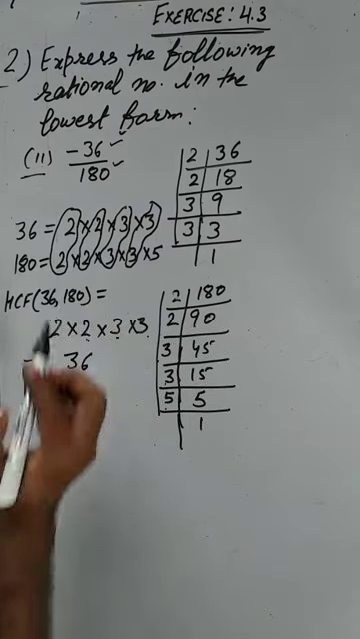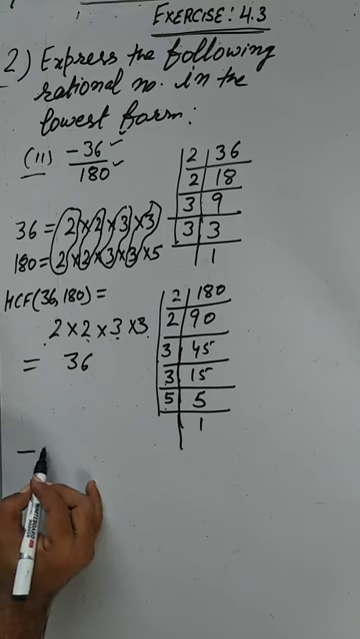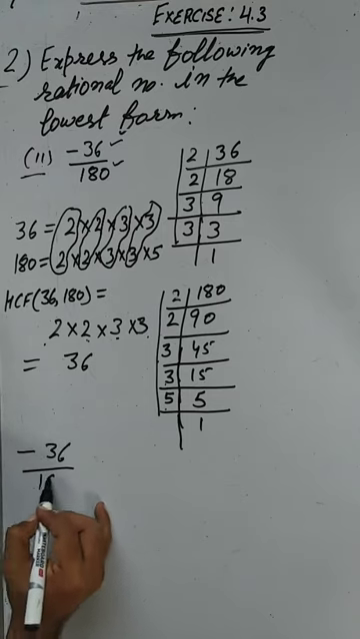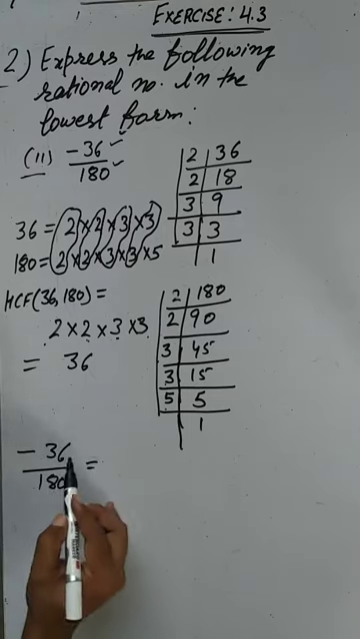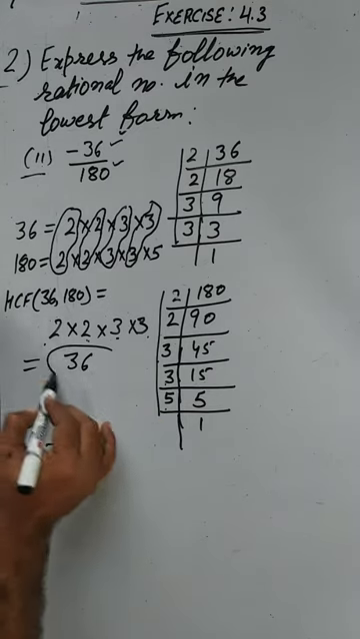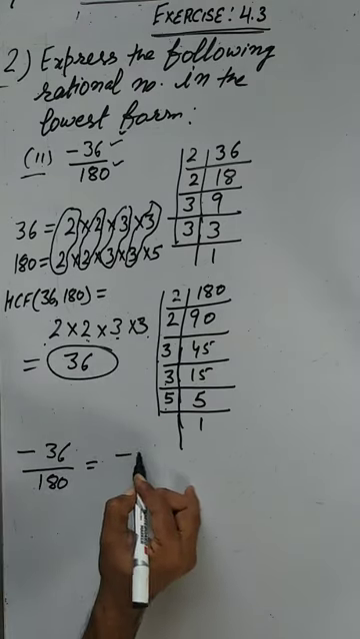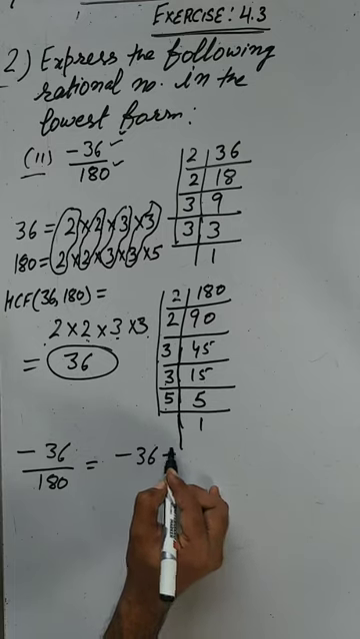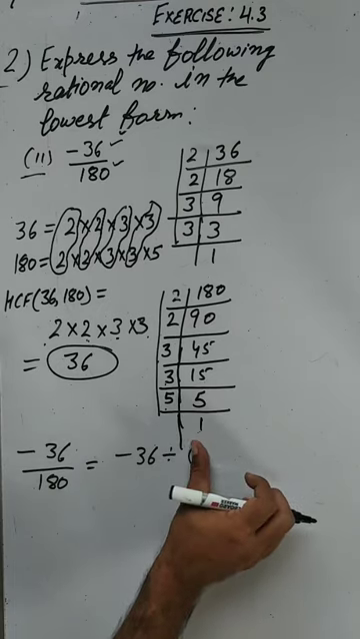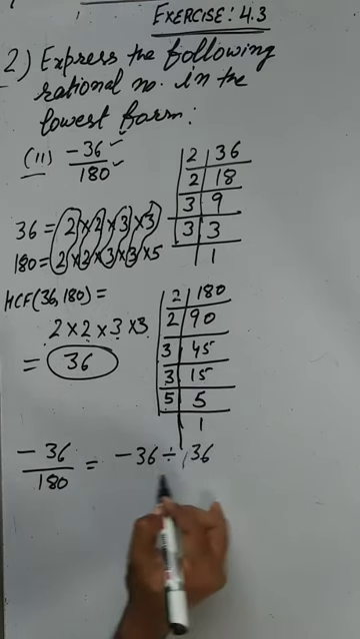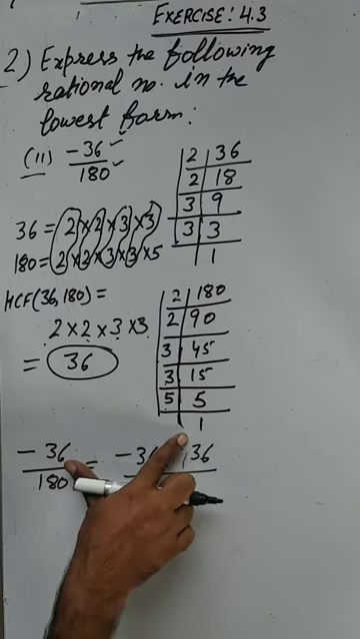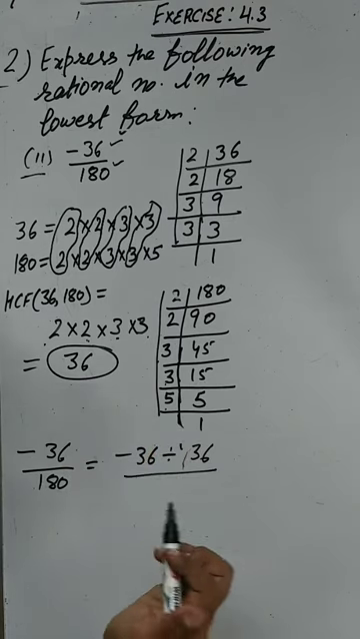Now beta, to change minus 36 upon 180 into lowest form, divide numerator and denominator by the HCF. The HCF is 36. So divide numerator and denominator by 36. Minus 36 divided by 36. Clear?